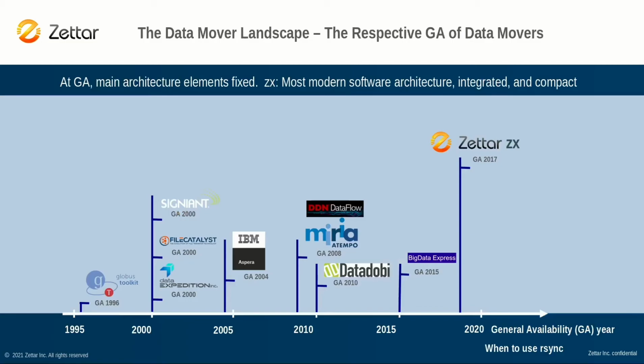Let's take a look at the landscape of the data movers. This has been an ignored field for decades. Most established entries are long in the tooth. General availability, also known as GA, often indicates the time that the software's main architecture has been finalized. From then on, the architecture rarely gets changed. Thus, the older the GA, the less likely applications are to leverage modern software engineering advancements. ZX evidently is the most modern one in the list.